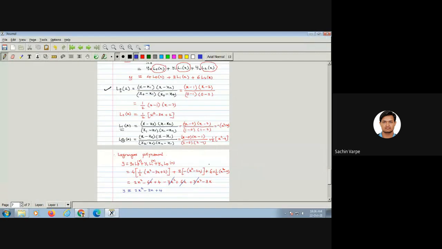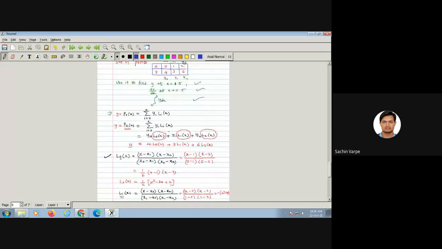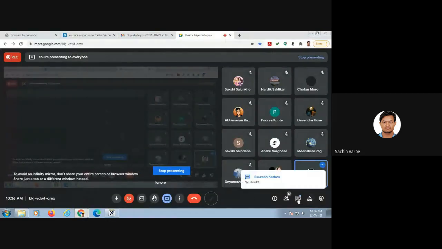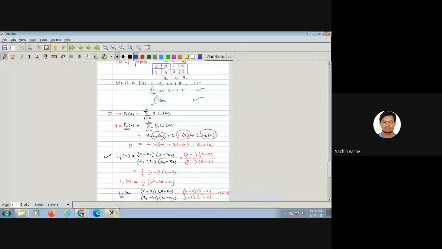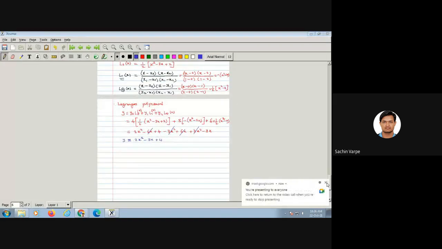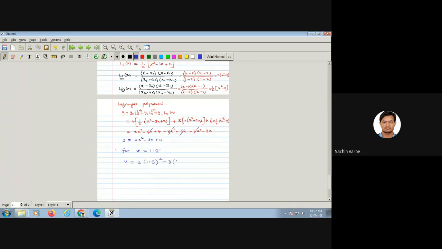Okay. So with the help of this, we have been asked to find the values of y, dy by dx and integration. Right. So let us find the y. Therefore, for x equal to 1.5, what will be the value of y? You just substitute the x value there in y. So y is equal to 2 into 1.5 square minus 3 into 1.5 plus 4. Calculate this value. y is equal to, tell me the answer.